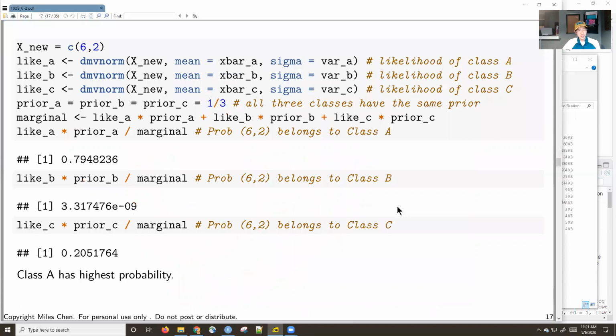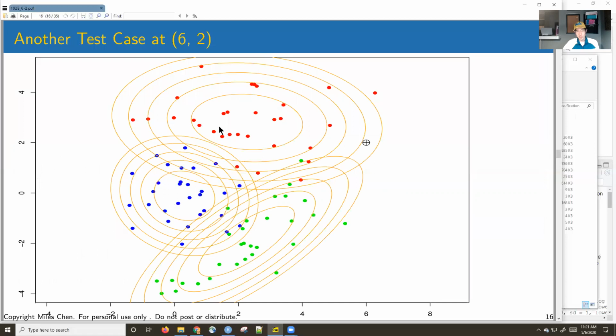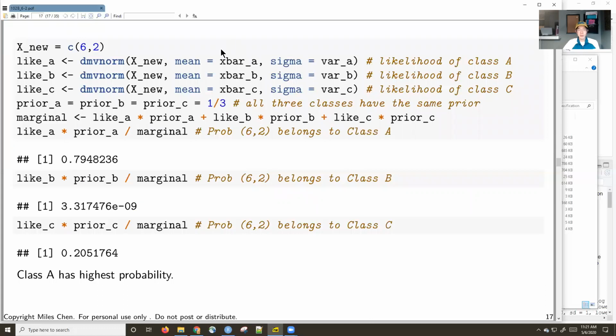Okay, here are the answers. I just put this all on one slide. We have our x new, which is the observation 6,2. Then x bar and variance of A, x bar and variance of B, and x bar and variance of C. These have already been calculated in a previous chunk of code. And again, these are not the actual distributions, but are just estimated using the observed data. So using the estimated means and variances from our data, we calculate the likelihoods using our multivariate normal density. That gives us the likelihood of A, B, and C.